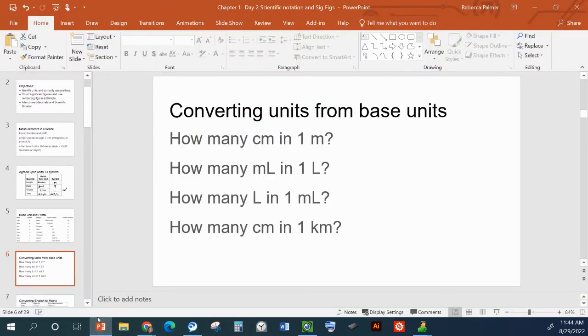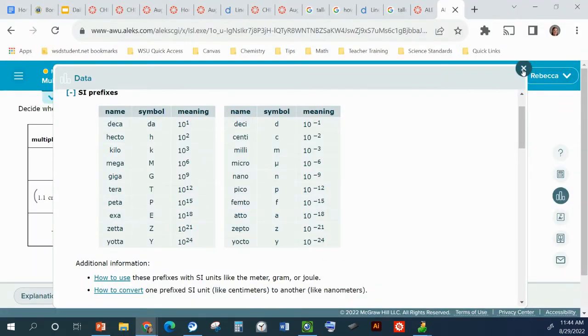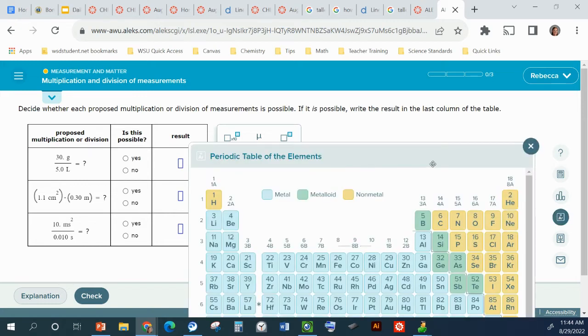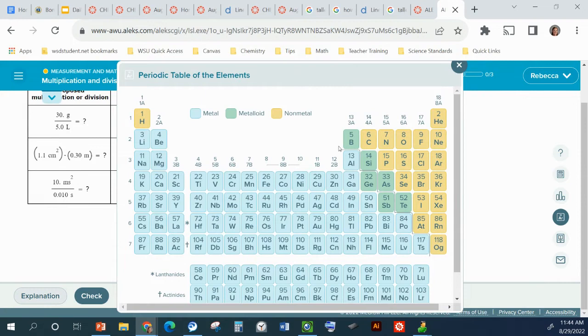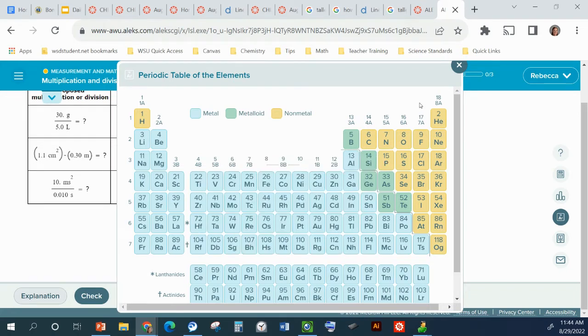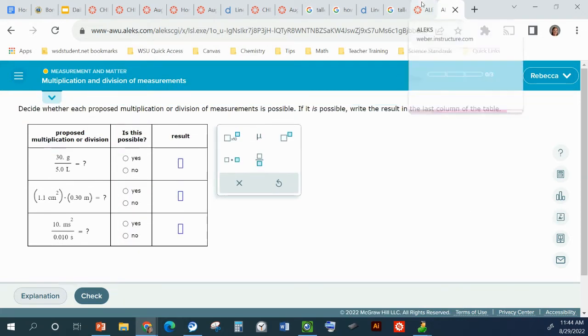Questions on that? Yeah. The periodic table on the test, do you use that one? Yes. This is the periodic table. I mean, you can use the one on the wall, but this is the one that you will be able to use on the test. And if you click on an element, it brings up some things.